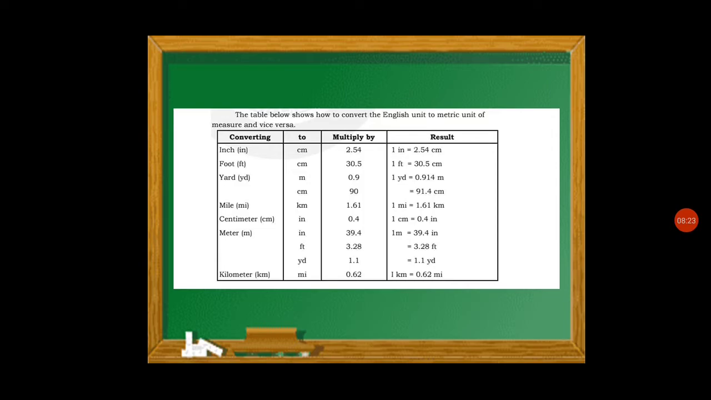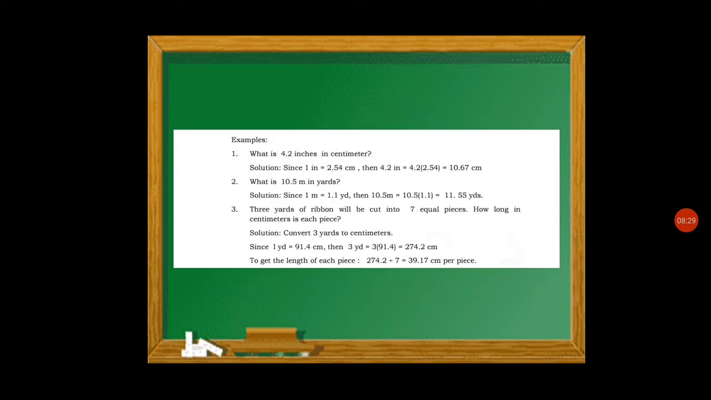Like in the other, we have here the kilometer to miles, meter to inches, meter to feet, and meter to yard. So for example, number 1, what is 4.2 inches in centimeter? The solution is, since 1 inch is equal to 2.54 centimeters, then 4.2 inches is equal to 4.2 times 2.54, which is equal to 10.67 centimeters.